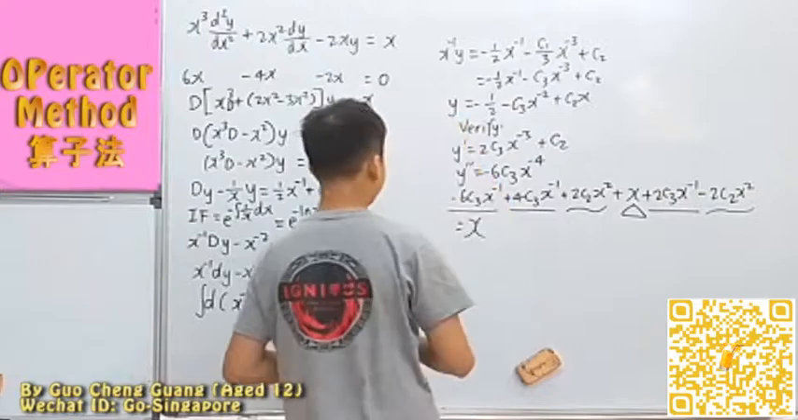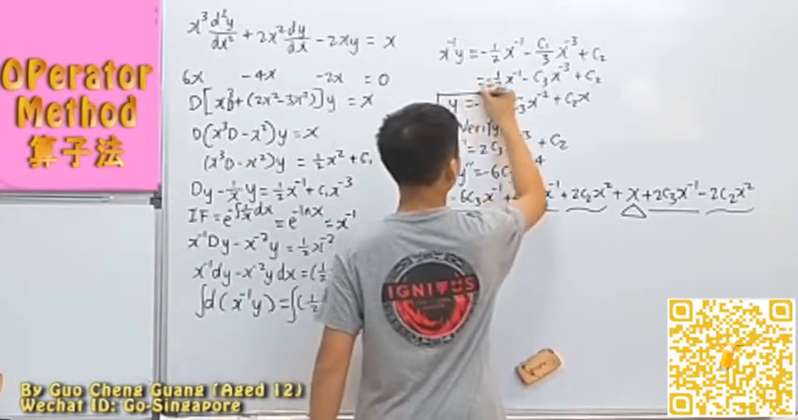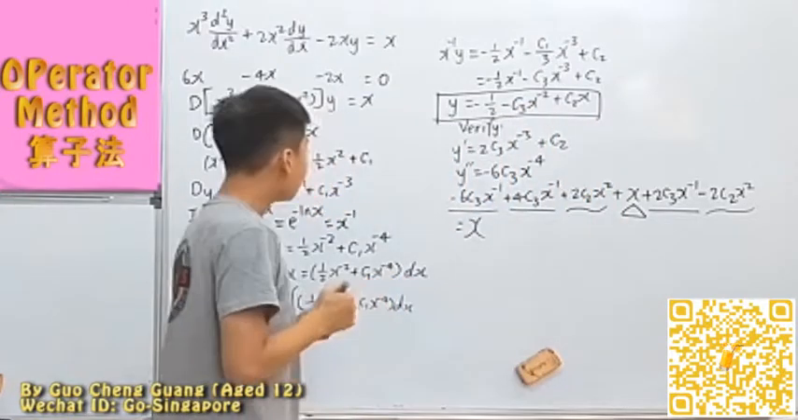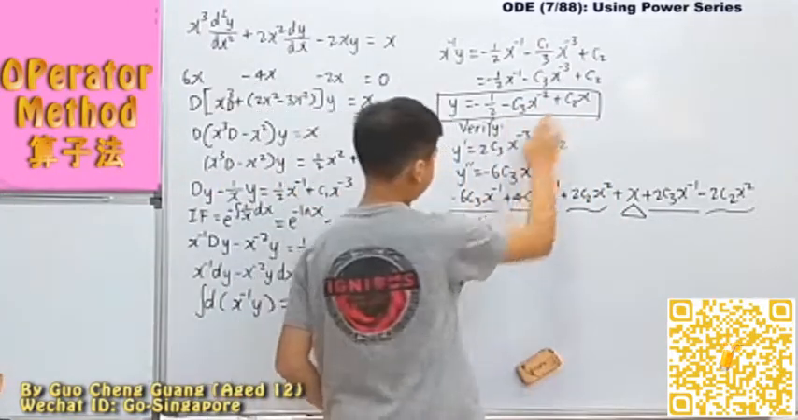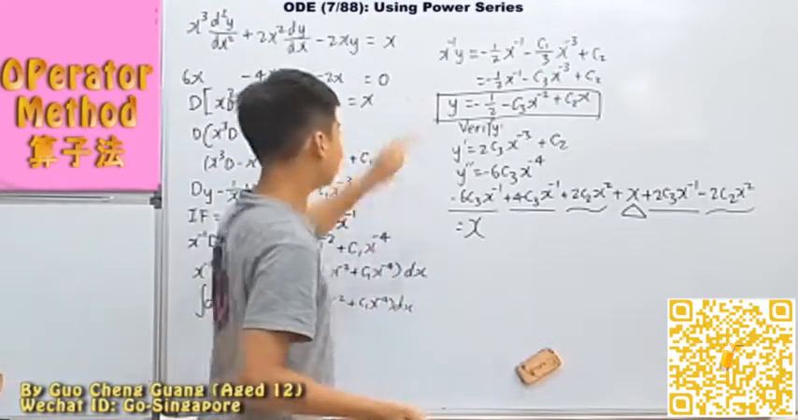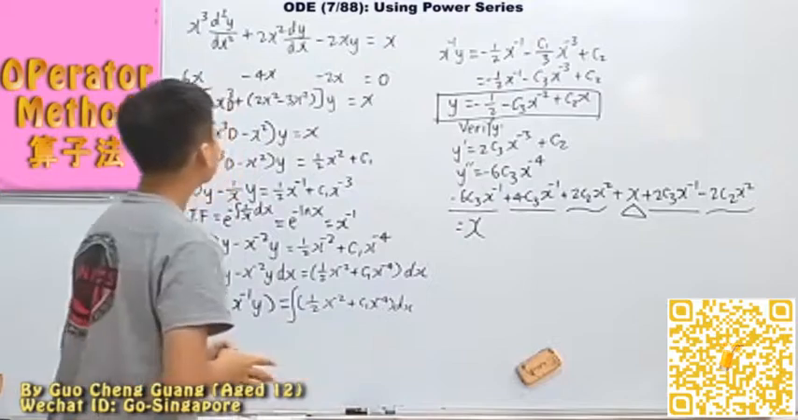So this y here is right. Well, let me just tell you from here, you see those constants there. So it's actually telling you that it is a general solution here.